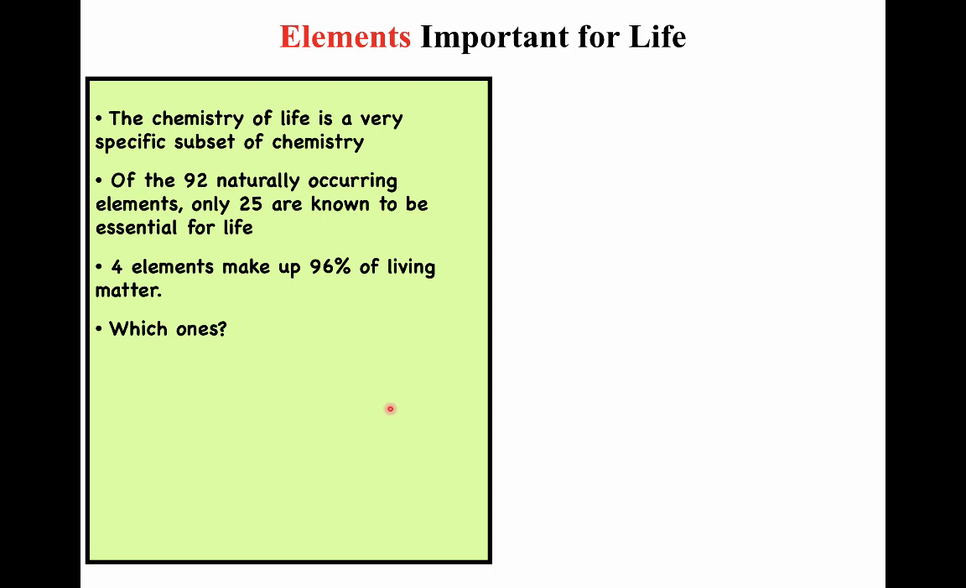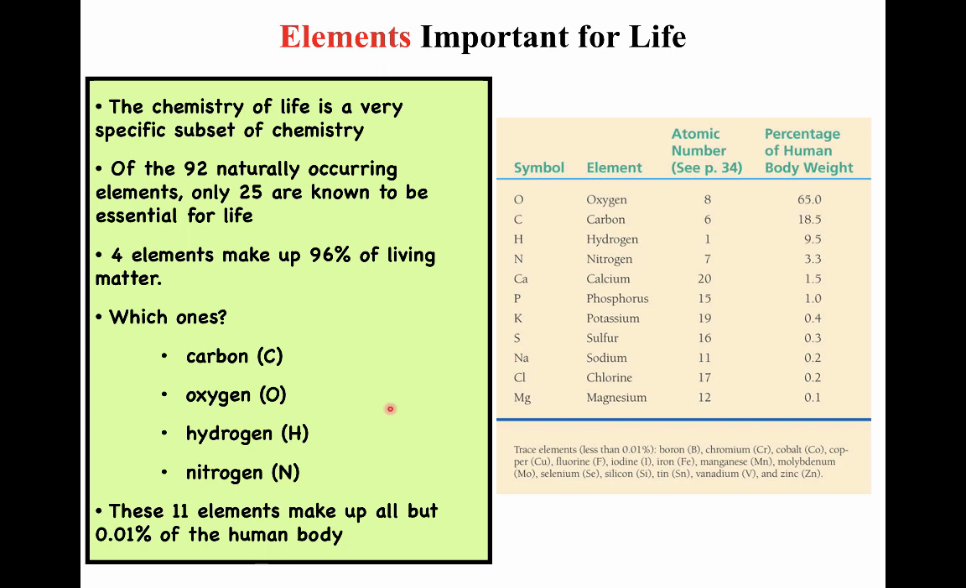So which 4 elements are those? Everyone holler them out. Well, I can't hear you, but I'm sure everyone got them right. The 4 most common ones are carbon, oxygen, hydrogen, and nitrogen. And you can see over here, these are the 11 elements that make up all but 0.01% of the human body. So these are really what we're talking about when we're talking about the chemistry of biology.